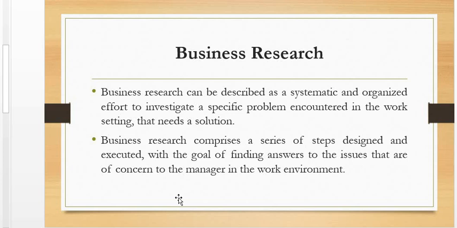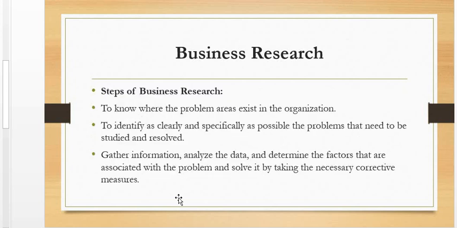It's about somehow basic research. There are a few steps which are involved in research. The first thing is to know where the problem area exists in the organization. The main thing in research is problem identification, your problem statement, why you want to conduct this research. Second is to identify, as clearly and specifically as possible, the problem that needs to be studied and resolved. Then you need to clarify that problem, what you are going to answer in this research. Then gather information, analyze the data, and determine the factors that are associated with the problem and solve it by taking the necessary corrective measures or actions.